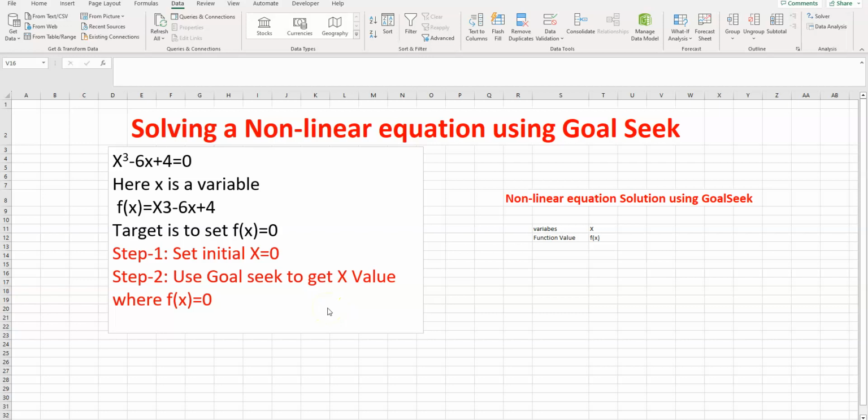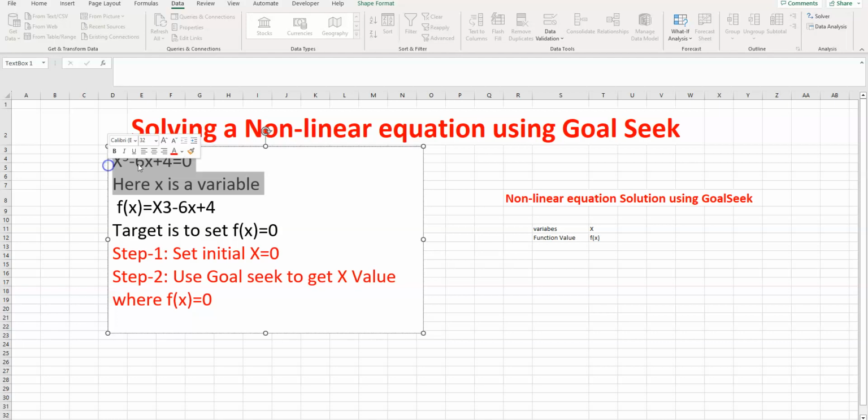Now I am going to discuss how to solve a nonlinear equation using goal-seek in Excel. So here the nonlinear equation is given: x cubed minus 6x plus 4 is equal to 0. Here x is a variable. Now I am going to solve the root of the equation by using goal-seek. Here f(x) is nothing but x cubed minus 6x plus 4.